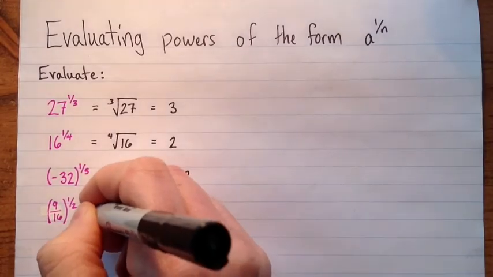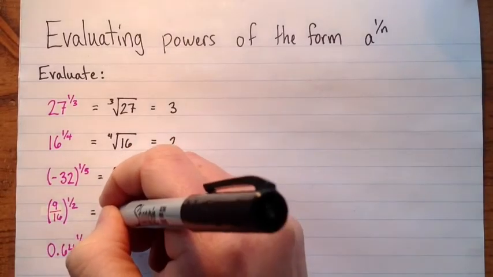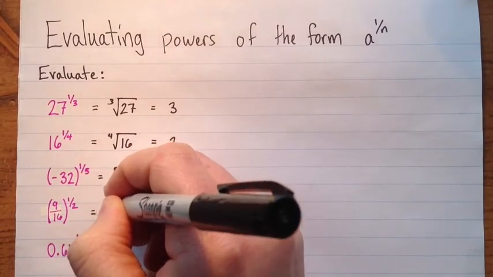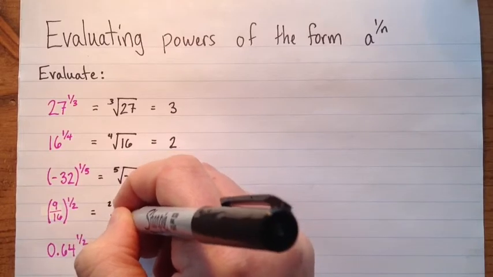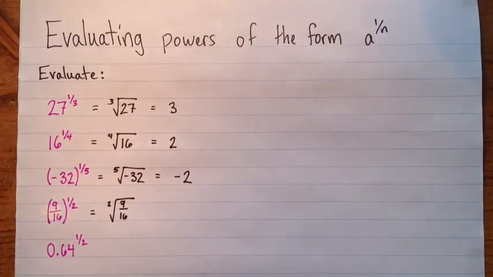Okay, how about this one? We've got 9/16 to the exponent 1/2. So this is going to be the square root of 9/16. You don't have to write the 2 there. Now, what can we multiply by itself to get 9/16? So remember that to multiply fractions, you just multiply the tops by tops, or numerators by numerators, and the denominator times the denominator, or the bottoms times the bottoms.